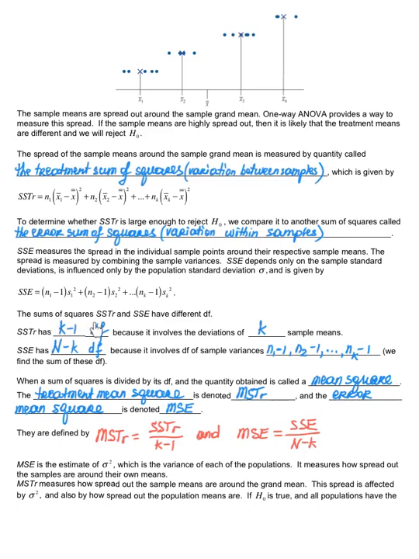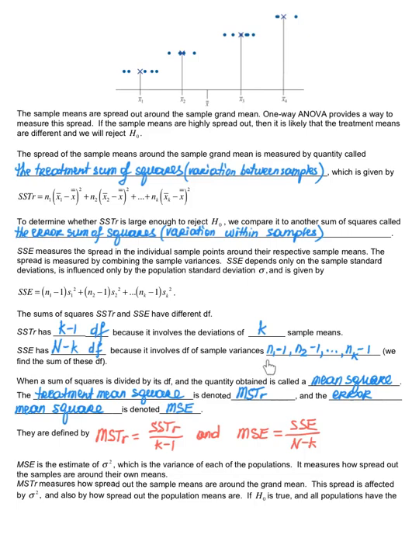The sums of squares, SSTR and SSE, have different degrees of freedom. SSTR has k minus 1 degrees of freedom because it involves the deviations of k sample means. SSE, or error sum of squares, has uppercase N minus k degrees of freedom. Why? Because it involves degrees of freedom of sample variances combined together.